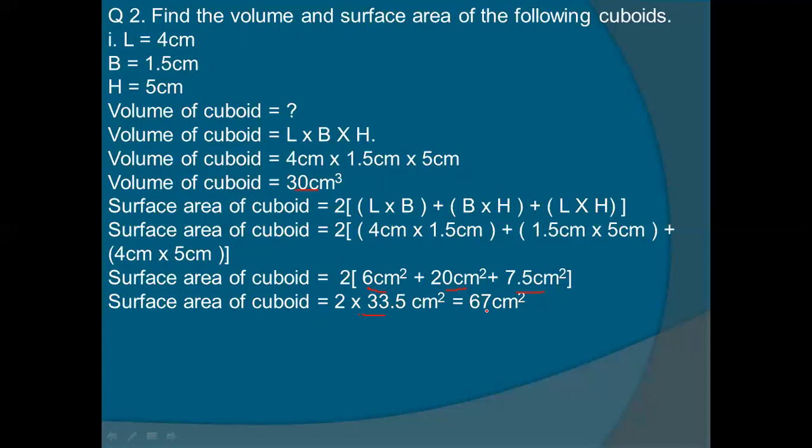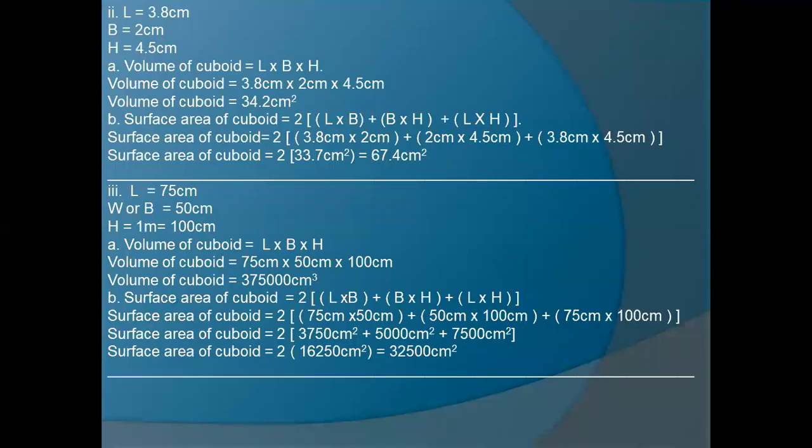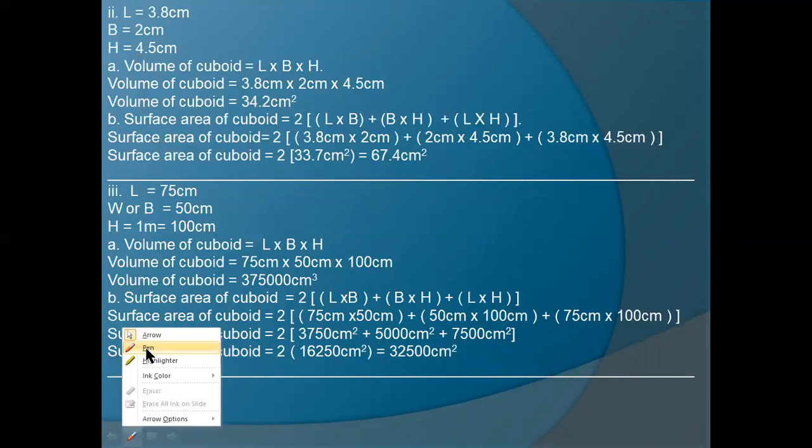Dear students, in part number 2, in the same way, length is given, breadth is given, height is given. For the volume of the cuboid, we will place the values, and after multiplication we have got 34.2 here. This is the value of a cuboid, but this will become cubic centimeter, not square. This will become the cube.